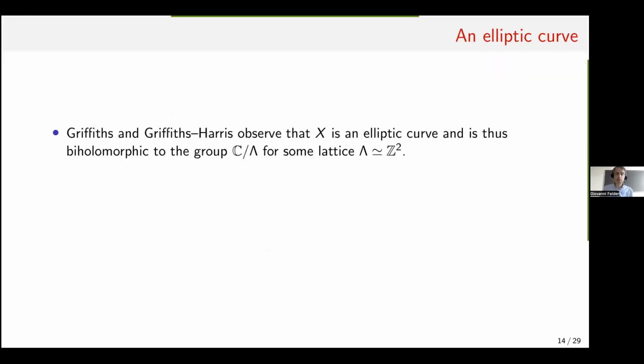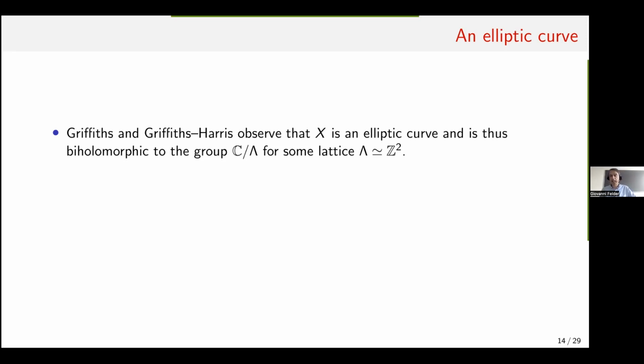And so in papers of Griffiths and Harris, they observed that X, this space of pairs, maybe complexified if you want, is an elliptic curve, and thus it is biholomorphic to a group, C modulo a lattice Z squared. And so now you can classify involutions. An involution is a map whose square is the identity. You can classify involutions of elliptic curves.